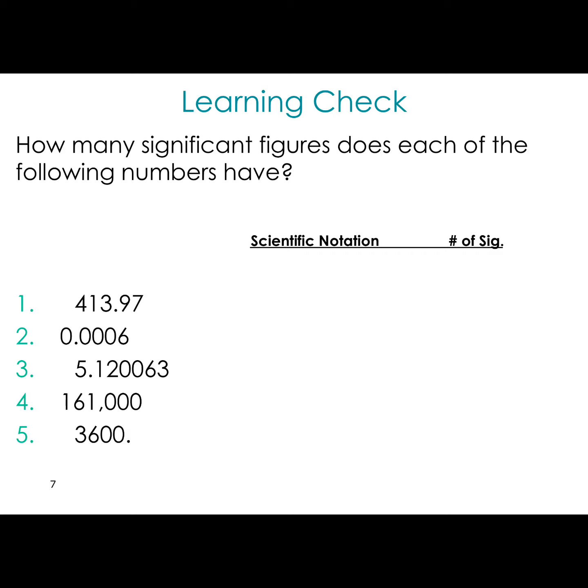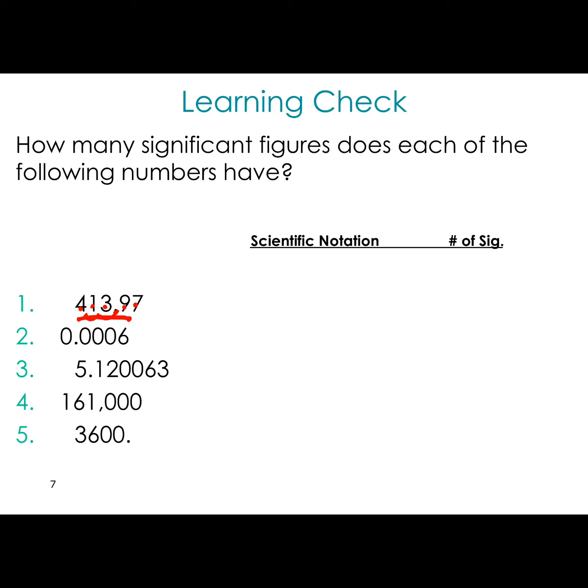So the first one is this first number here, 4.1397. Notice that there's no zeros, so they should all be significant. So if we just count, we've got 1, 2, 3, 4, 5 significant figures. So the answer to how many is 5. And now let's put this in scientific notation. Notice that we're going to have to move the decimal place 2 places to the left.